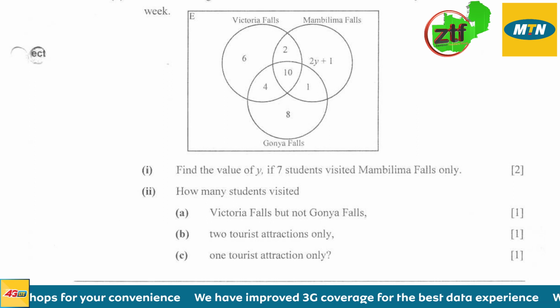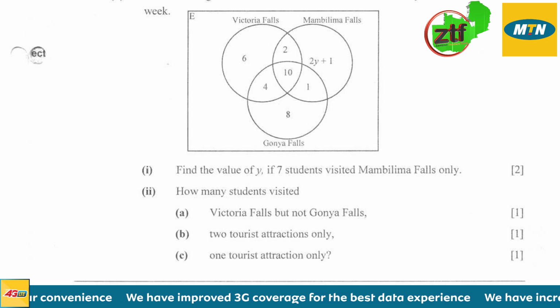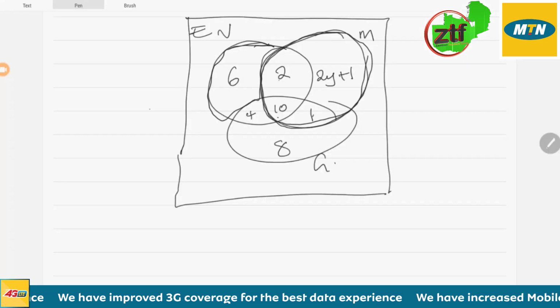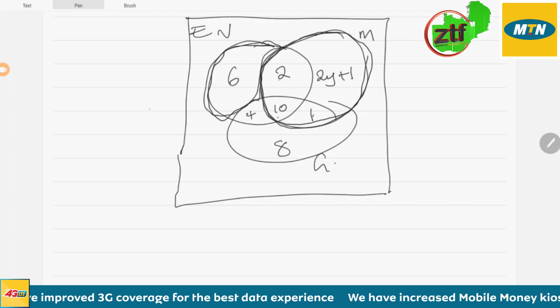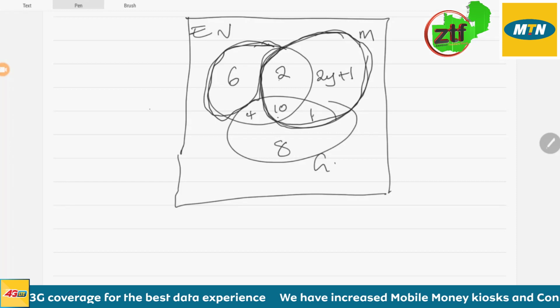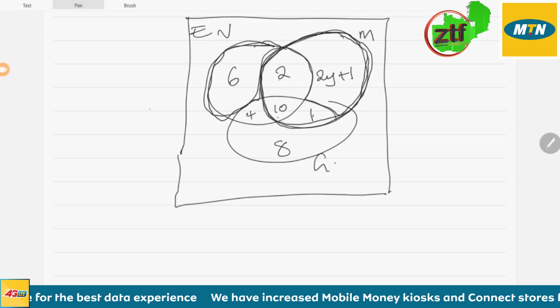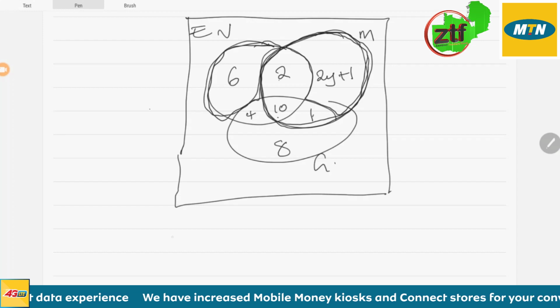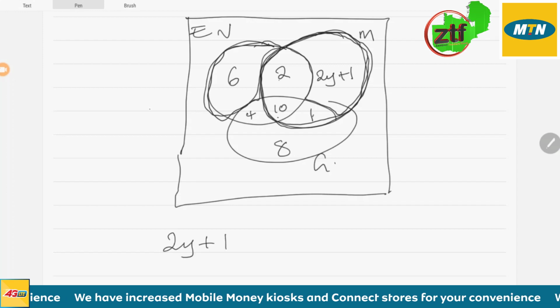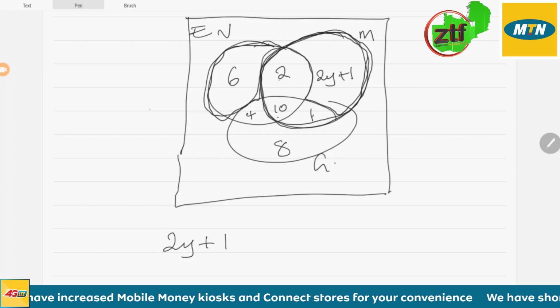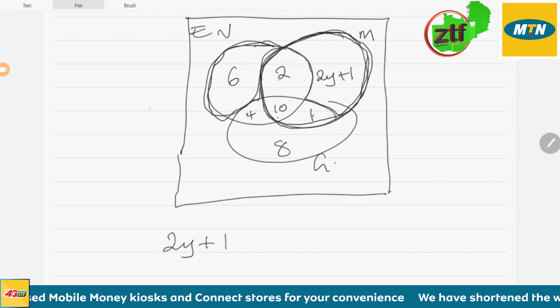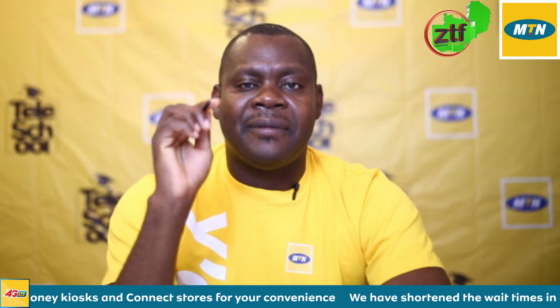So let's look at these parts. If they say Victoria Falls only, then we are talking about this region here. So those that visited Victoria Falls only were 6. If they say Mambilima Falls only, then it will be these tourists. This is the region which is being talked about, and this region is represented by 2y plus 1. And they are saying, find the value of y if 7 students visited Mambilima Falls. So this 2y plus 1 represents the number of students that visited Mambilima Falls only, meaning these tourists did not visit either Victoria Falls or Gonya Falls. They only went to Mambilima Falls. They are not part and parcel of the intersection set of Victoria Falls and Gonya Falls.